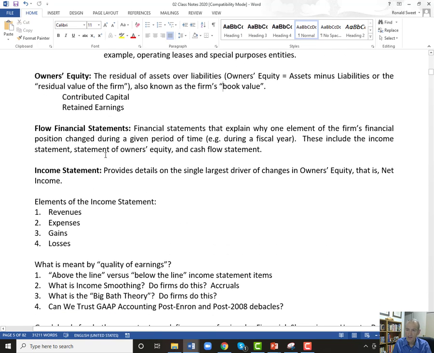All right, so there's the balance sheet. Hopefully you feel comfortable with that. If not, we're going to hit on it when we get into project 1. So we'll see it again. We'll have some repeat of some of these issues. All right, let's get into the flow financial statements.